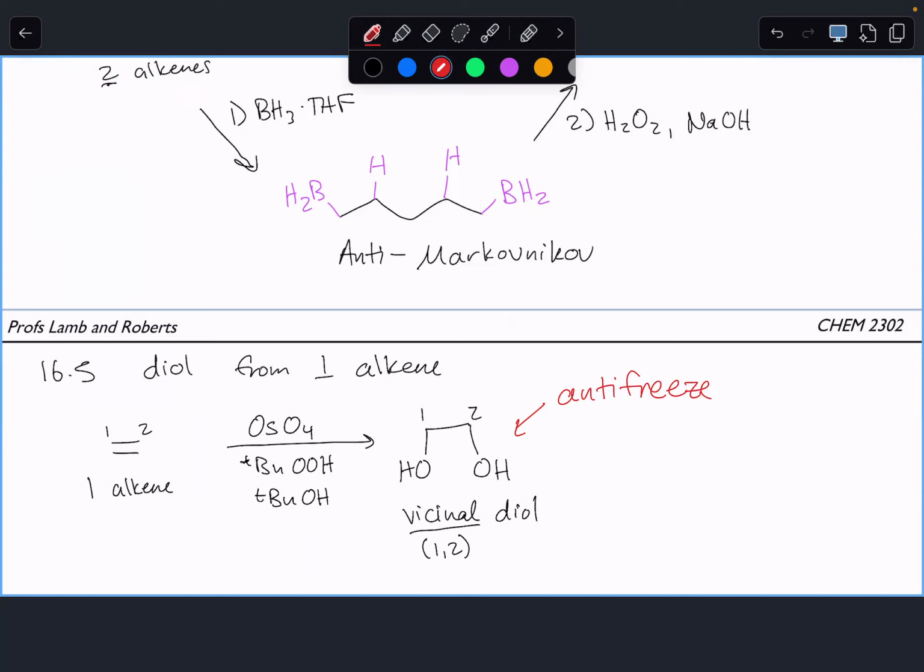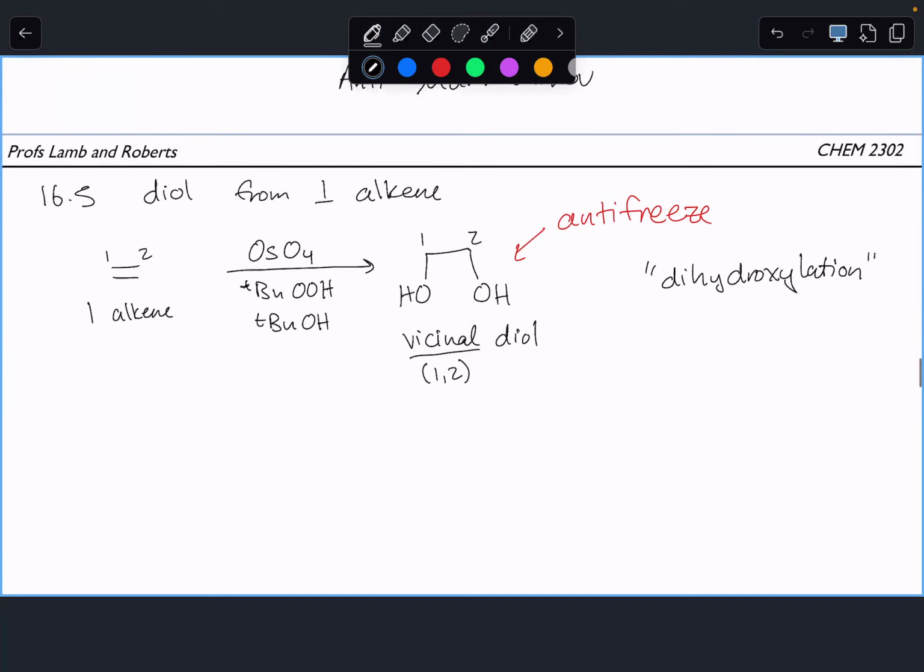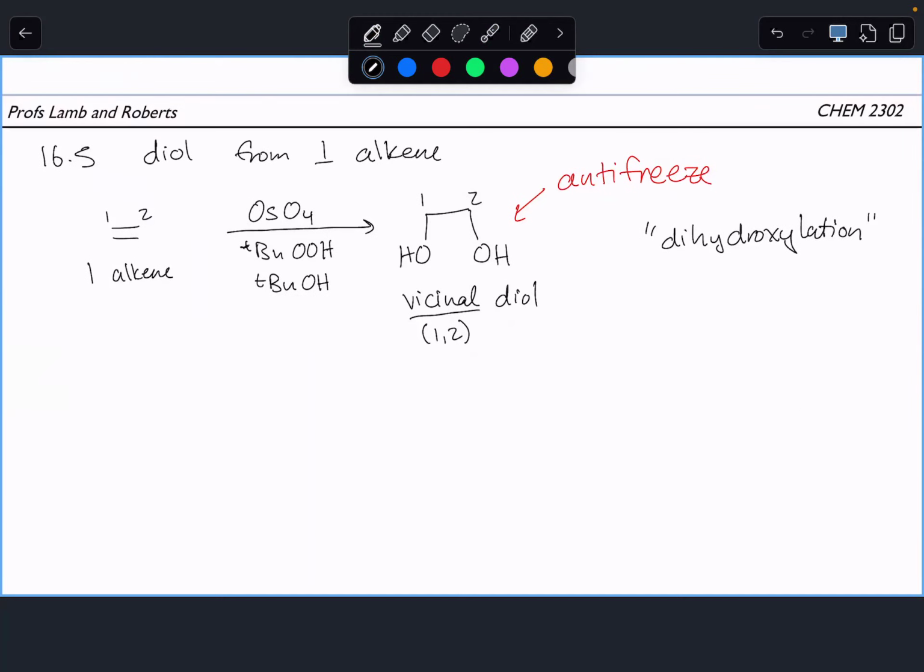ethylene glycol. And this process, because we're adding 2 different hydroxyl groups, is known as dihydroxylation. So di means 2, hydroxylation, adding OH groups. So dihydroxylation. We've added 2 OH groups in a single reaction. Okay, so that's one of our new reactions. You don't need to know the mechanism of this, but just osmium tetroxide, tert-butanol, and tert-butyl peroxide gives this 1,2 diol.